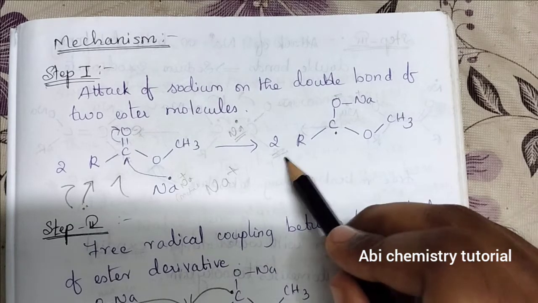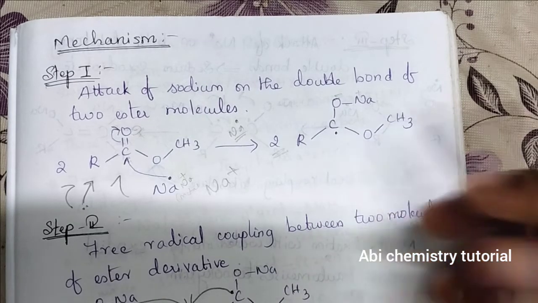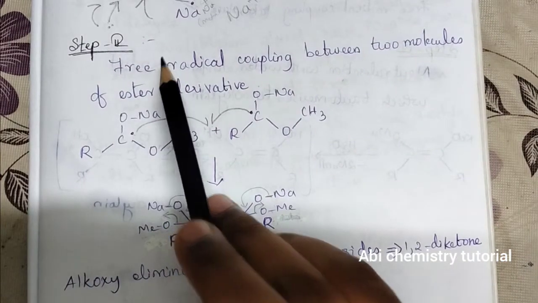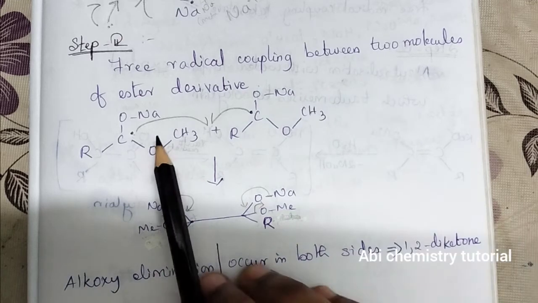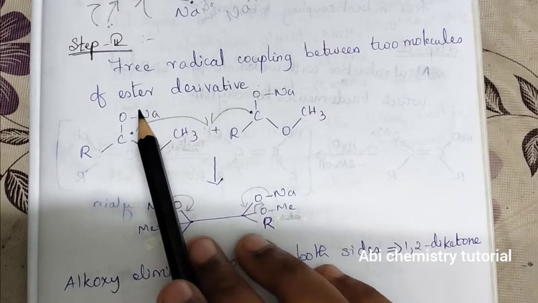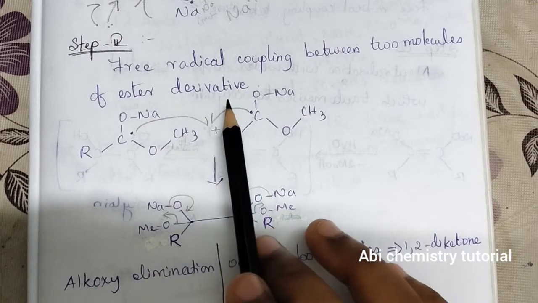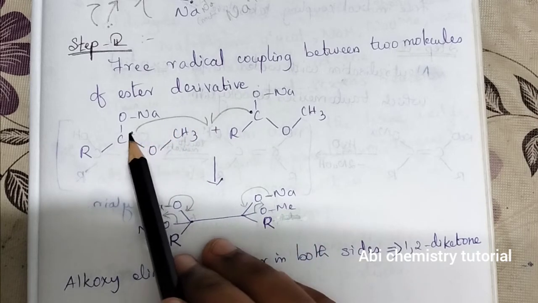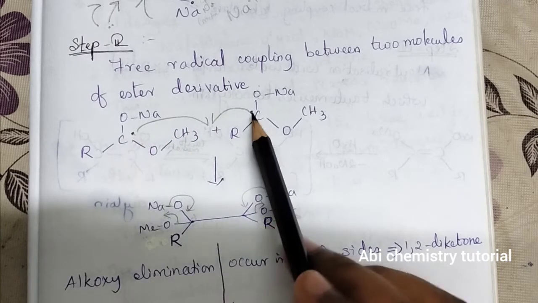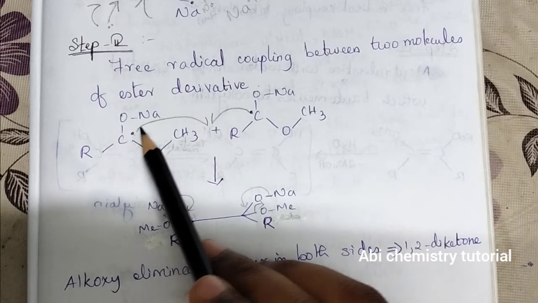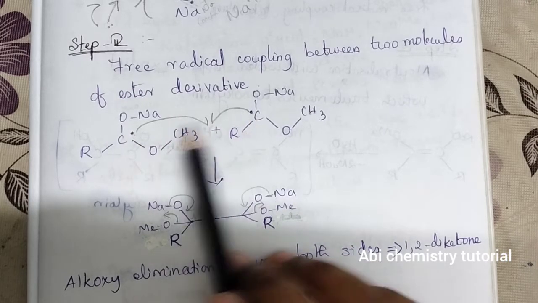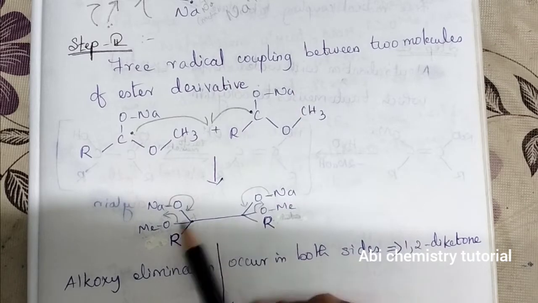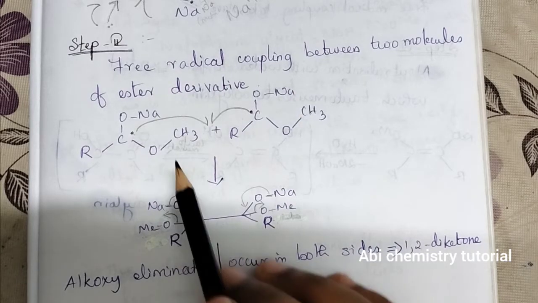And now we are going to couple these two esters. So this is step 2, free radical coupling between the two molecules. Here you can see we have two derivatives of ester, and here you have one electron and here you have one electron. So this carbon donates an electron and this carbon donates an electron. These two electrons couple to form a bond, and other groups remain the same.